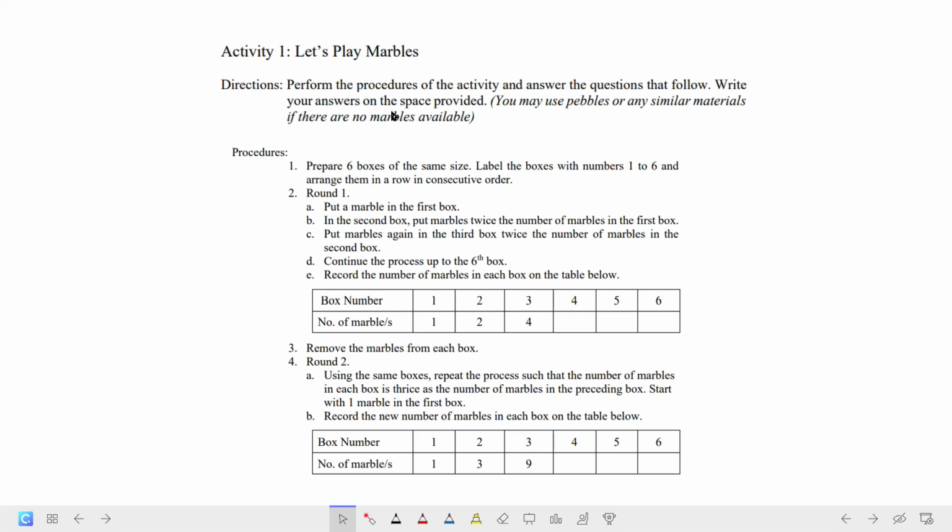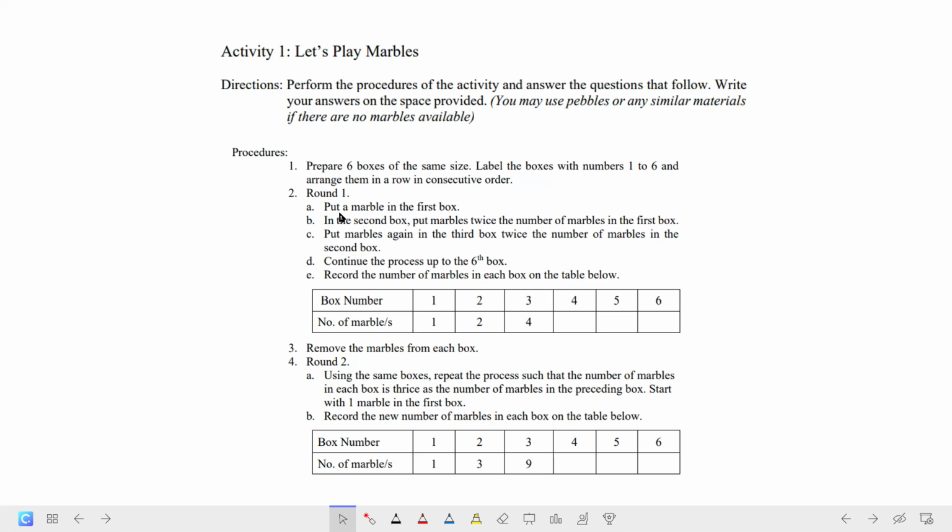So, this is the illustration of geometric sequence. In this activity, pinapakita dito yung illustration ng geometric sequence. So let's play marbles. Perform the procedure of the activity and answer the question that follows. Write your answer on the space provided. Okay, so we have here how many boxes? Box 1, 2, 3, up to 6 boxes of the same size.